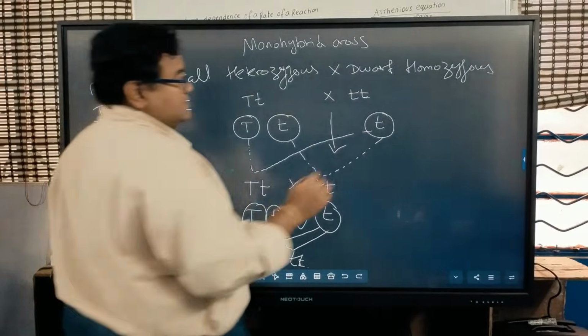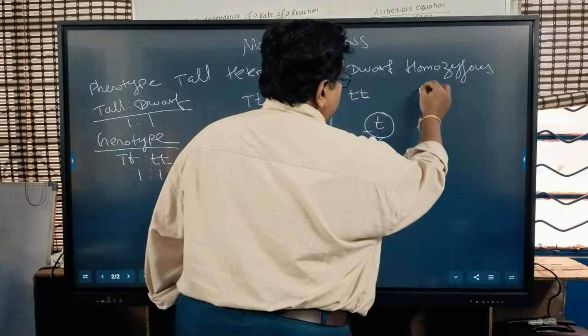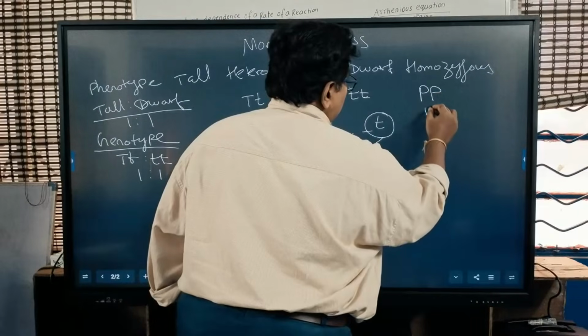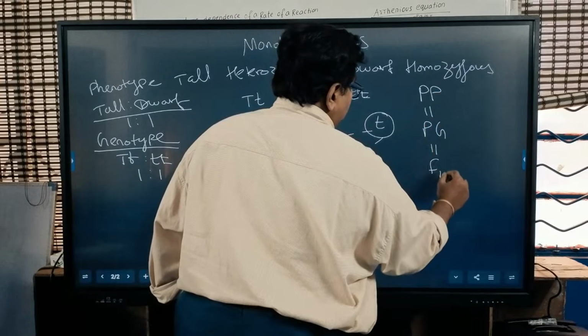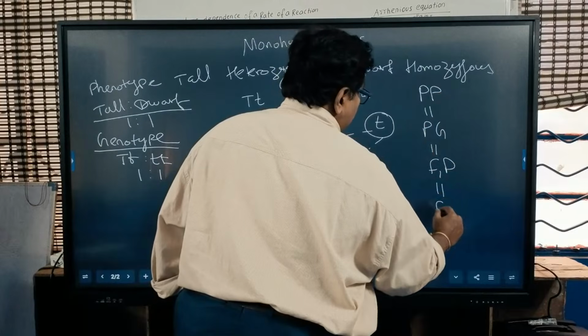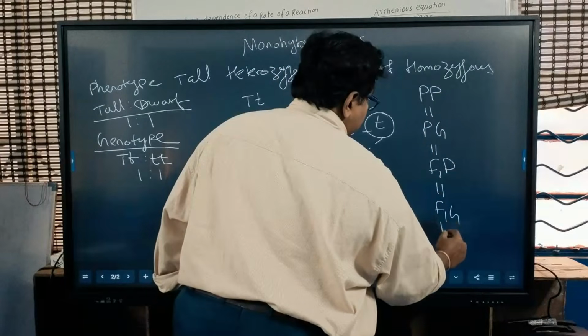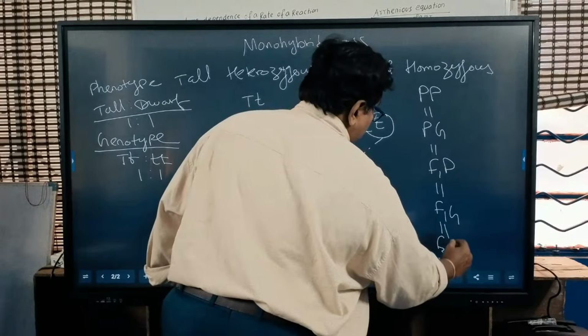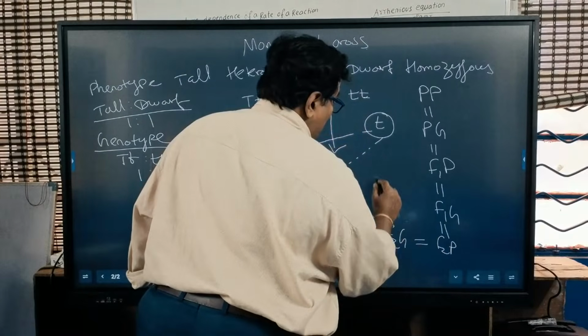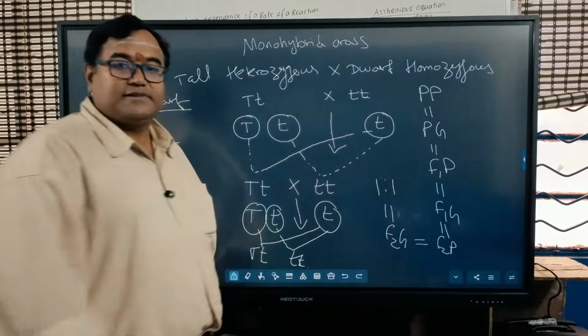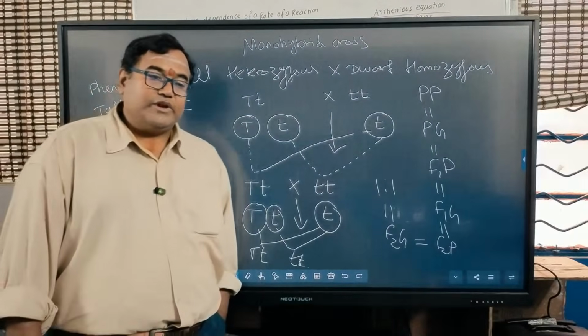That means the answer I am bringing finally: parental phenotype is equal to parental genotype is equal to F1 phenotype is equal to F1 genotype is equal to F2 phenotype is equal to F2 genotype, which is nothing but 1 is to 1. This is the answer, right?